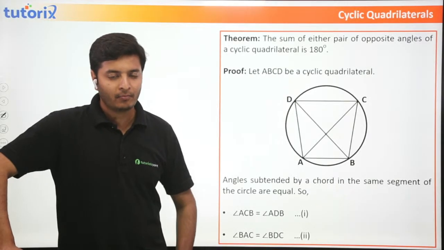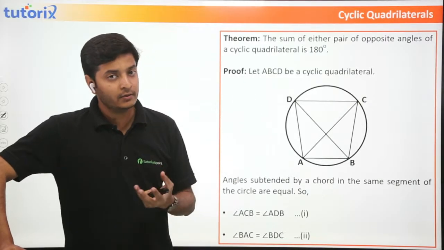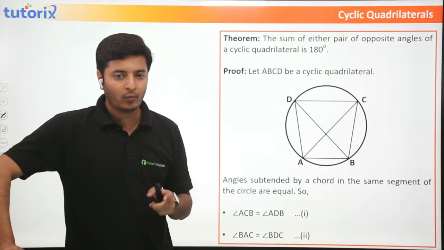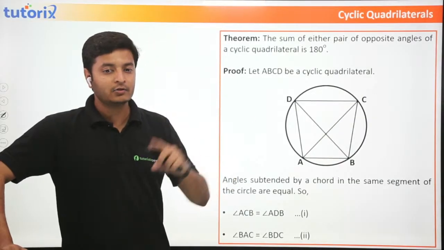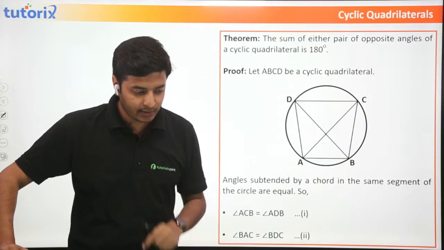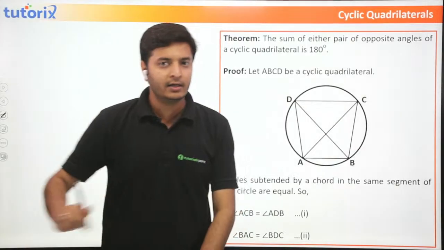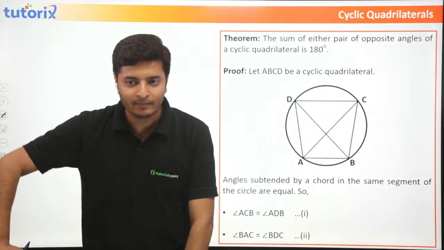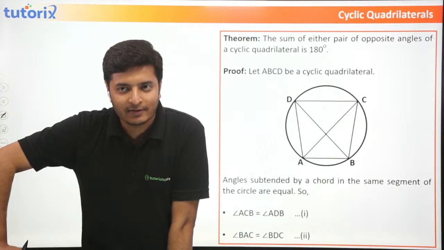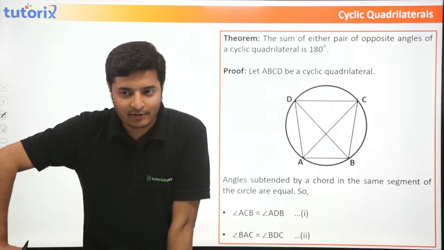Next one. This statement. First, we need to understand the statement of the theorem. What is this statement? The sum of either pair of opposite angles of a cyclic quadrilateral is 180 degrees. We know the concept of cyclic quadrilateral, no? A quadrilateral which is cyclic. What is a cyclic quadrilateral?